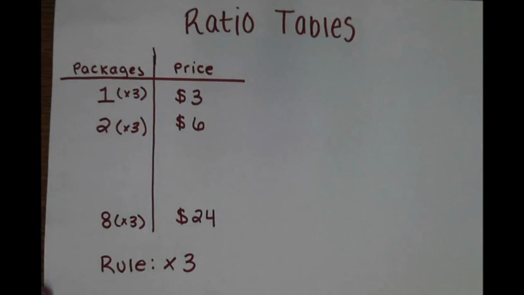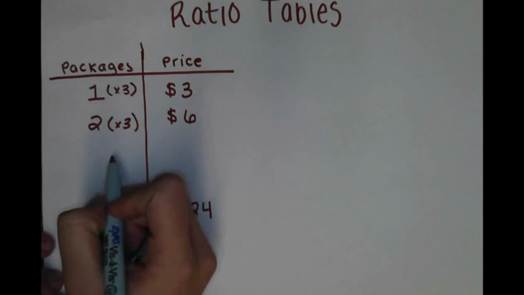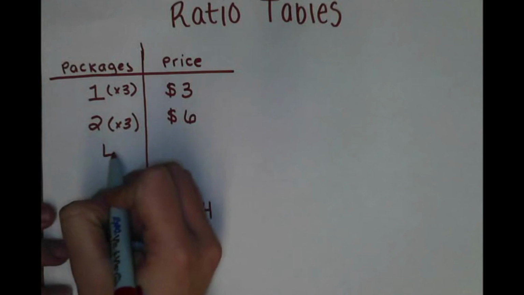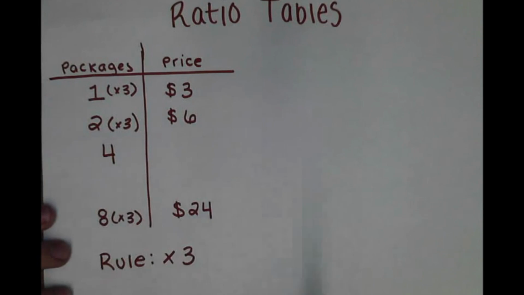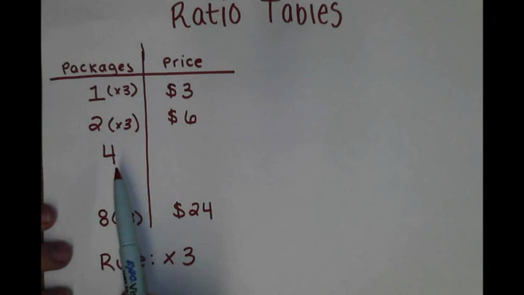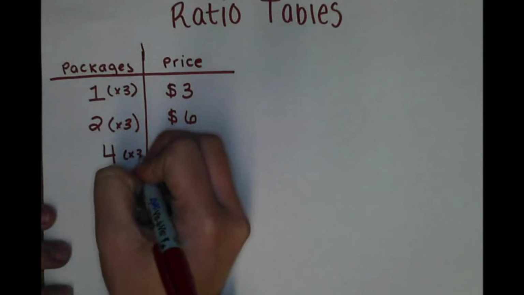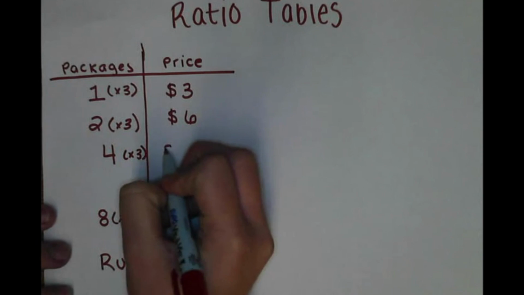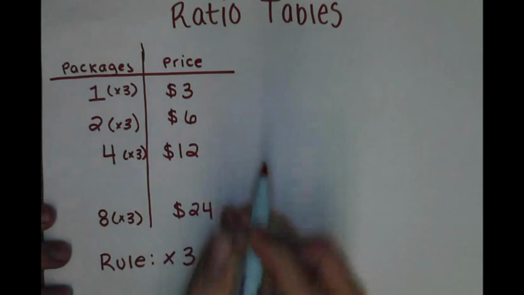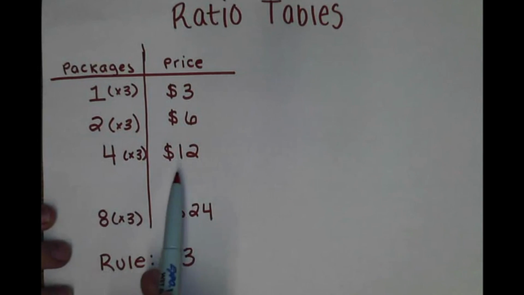Now sometimes we have ratio tables that look like this. They may give me a 4 here, and I have to figure out the price. All I have to do here is keep up with my rule. My rule I saw was times 3, so here I would do 4 times 3 equals $12. So if I wanted to buy 4 packages, it would cost me $12.